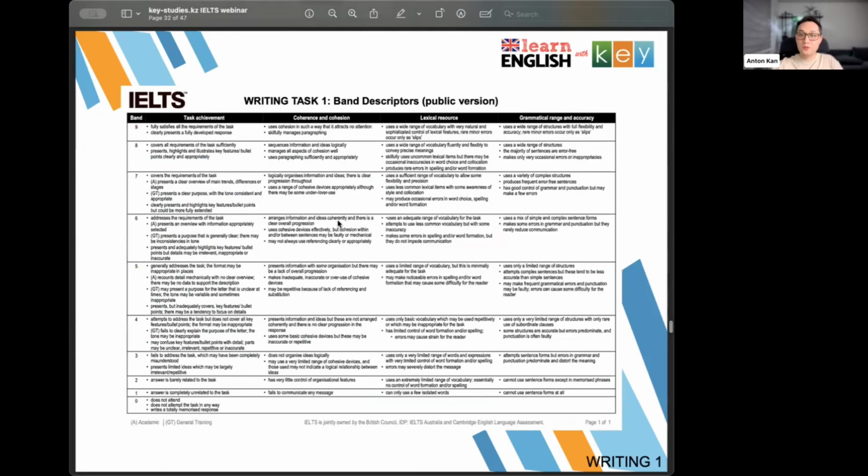Here, you're able to see the public version of band descriptors to assess your writing task 1. You can have a closer look later, as I will send the presentation to everybody at the end of the webinar, and there you'll be able to find everything that you need to get the desired score. So that's why it's so important to study band descriptors.